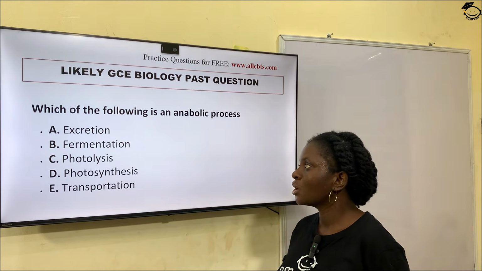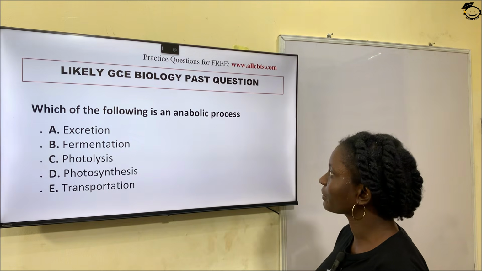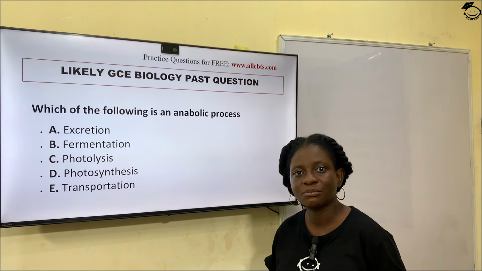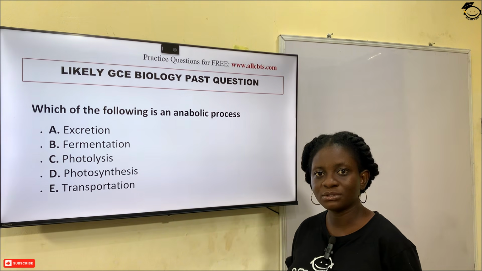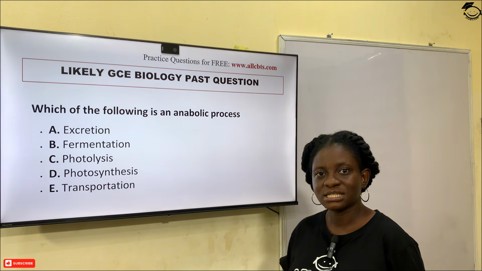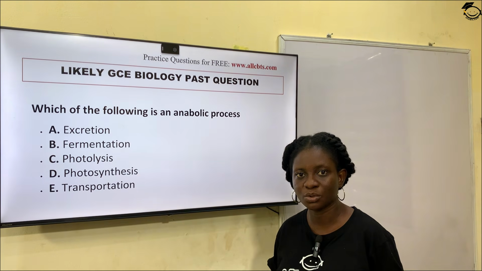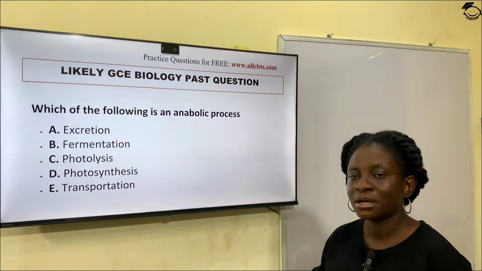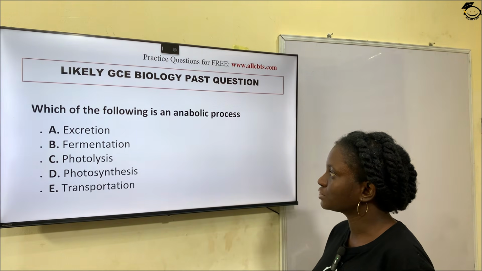Question 1. Which of the following is an anabolic process? There are two types of metabolic process. We have anabolic and catabolic. Anabolic process is involved in building up of molecules to generate a particular product. So let's look at the options.